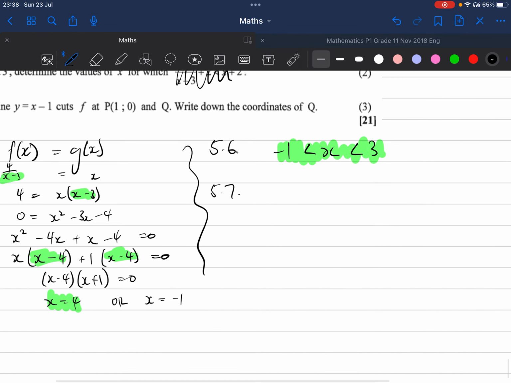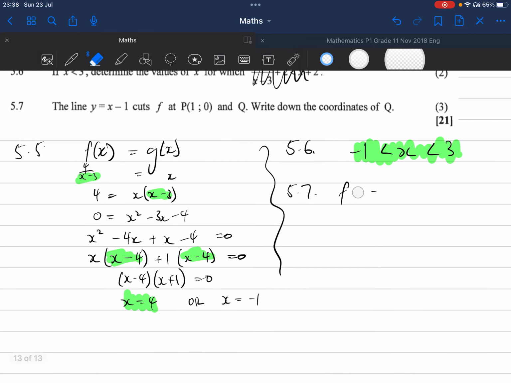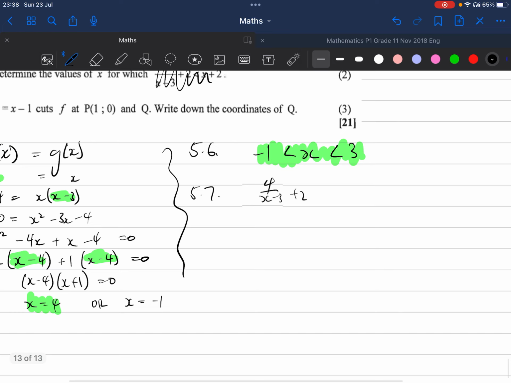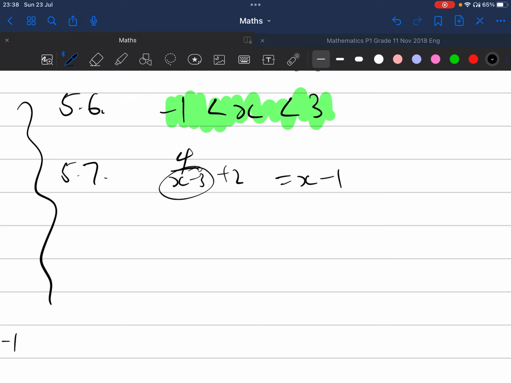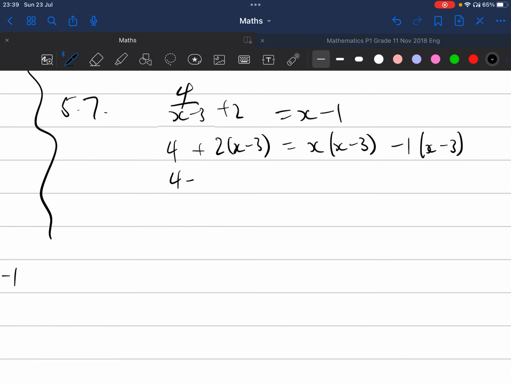So again, we're just going to equate f of x to that line y equals x minus 1. So our equation for f of x was 4 over x minus 3 plus 2 equals x minus 1. Okay, so let's get rid of this denominator by multiplying it out. So I'll have 4 plus 2 times x minus 3 equals x times x minus 3 minus 1 times x minus 3. So I'll have 4 plus 2x minus 6 equals x squared minus 3x minus x plus 3.